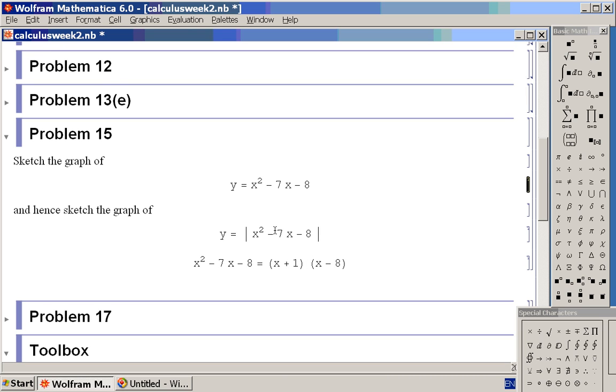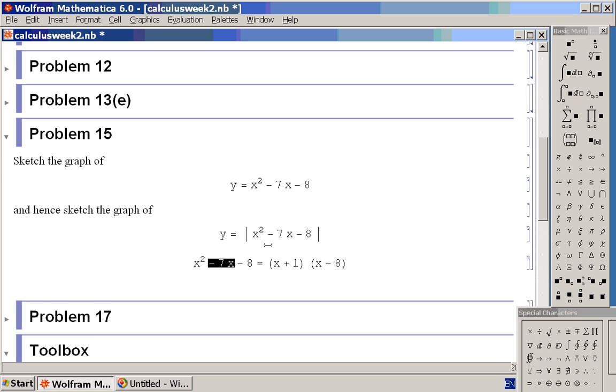Let's work that out. If I expand this out, then I'll get x times x, that's x squared, and the term in x will be plus 1x minus an 8x, and that's negative 7x, or minus 7x, and then the constant term will be plus 1 times negative 8, which will be negative 8. So, in other words, this function is 0 when x equals negative 1 and x equals 8.